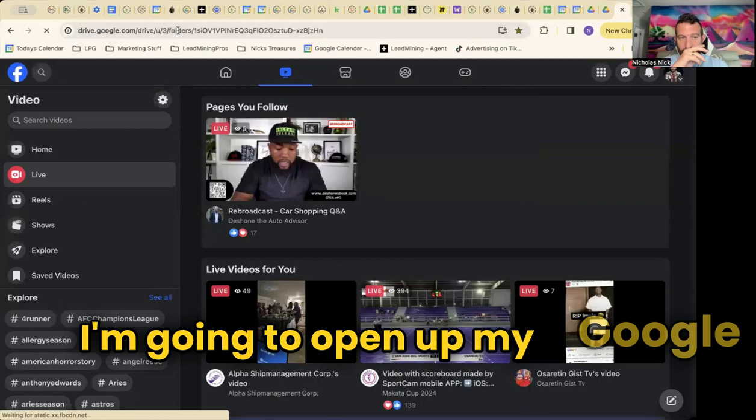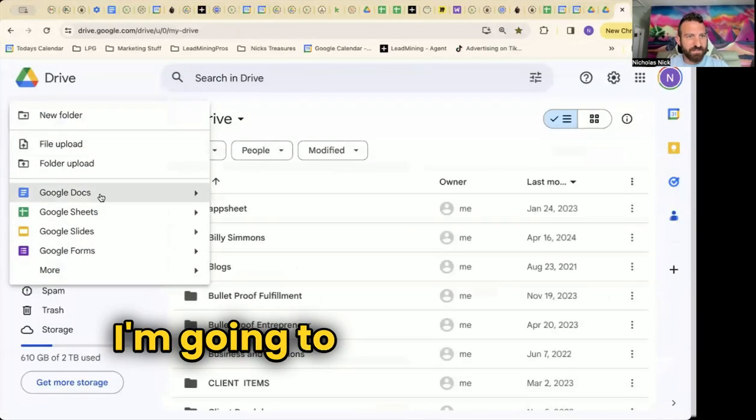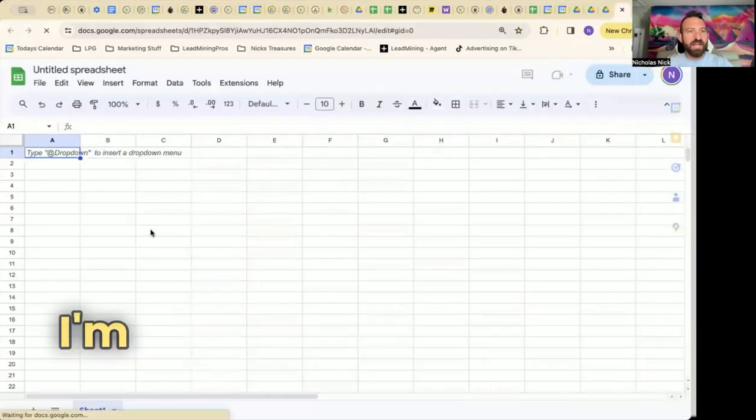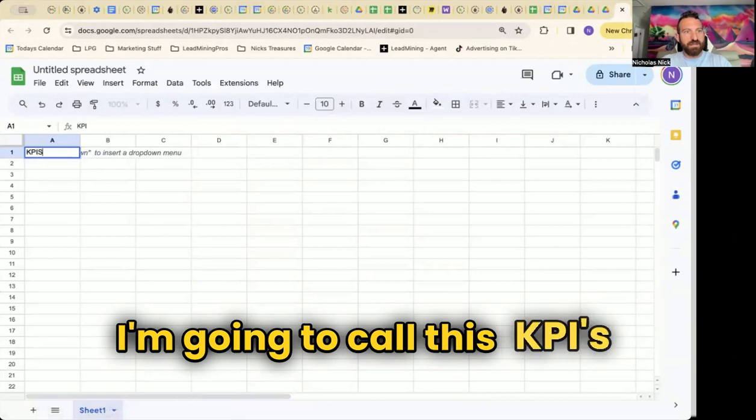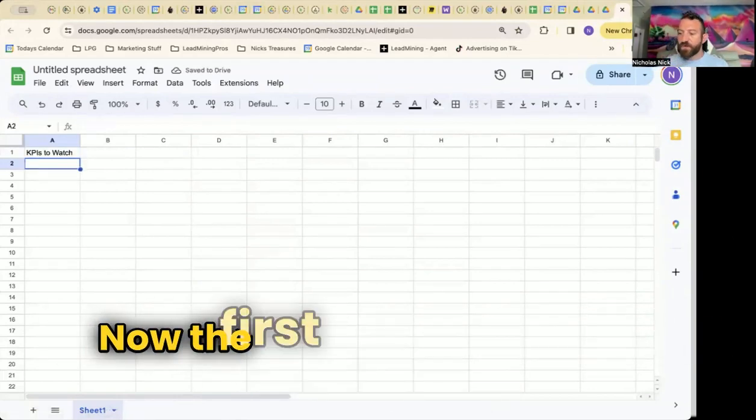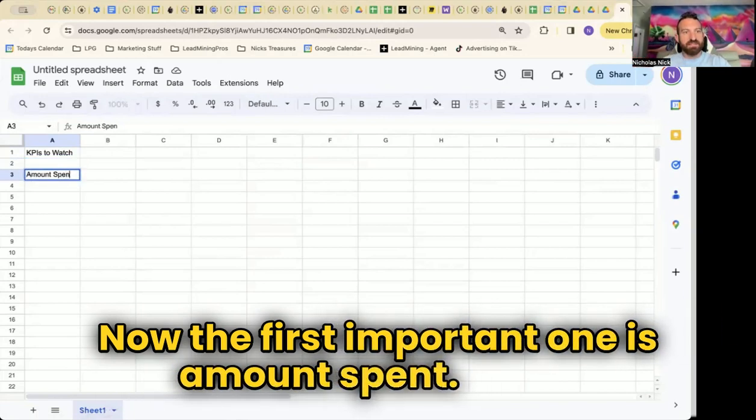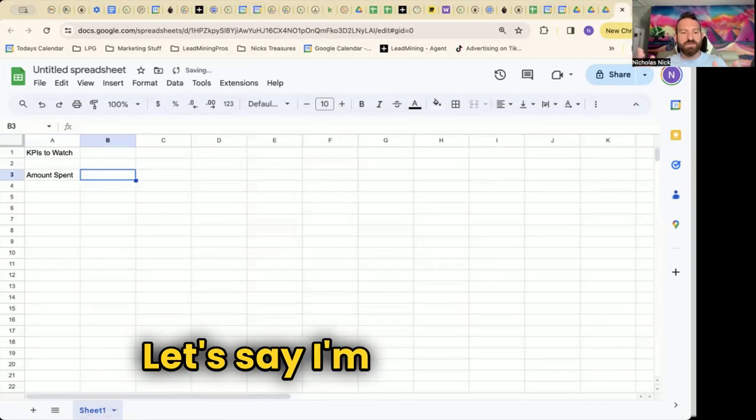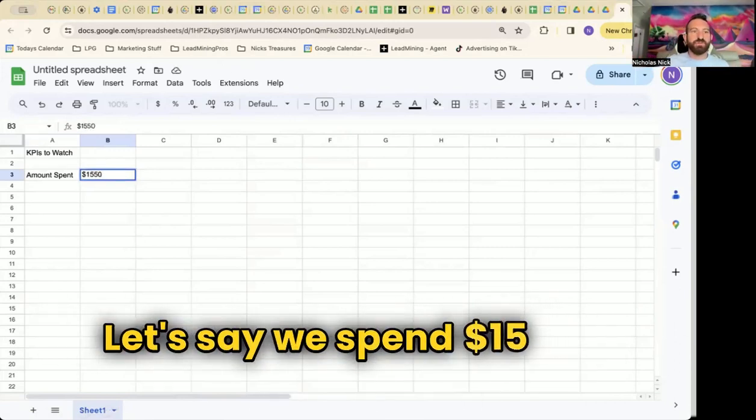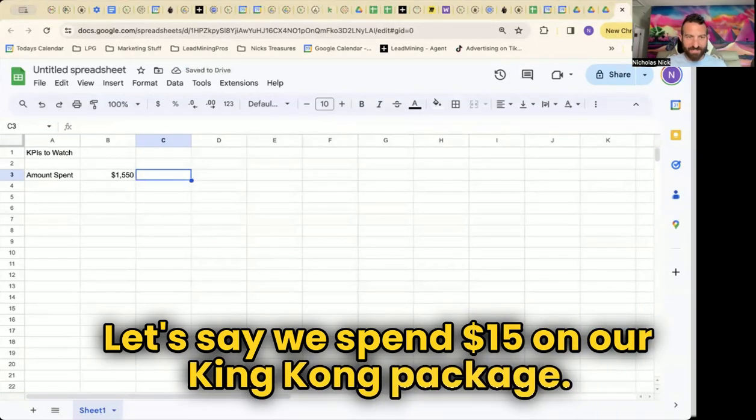I'm going to open up my Google Drive. I'm going to create a Google Sheet, and I'm going to call this KPIs to watch. Now, the first important one is amount spent. Let's say I'm just going to use lead mining for an example. Let's say we spend $1,550 on our King Kong package.